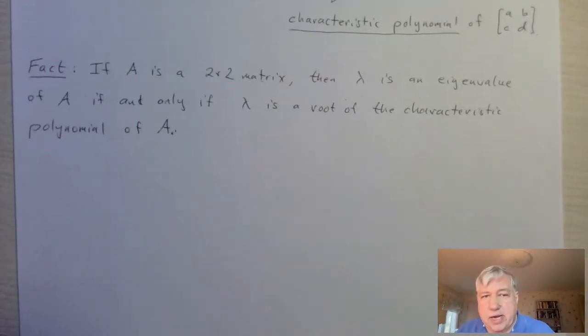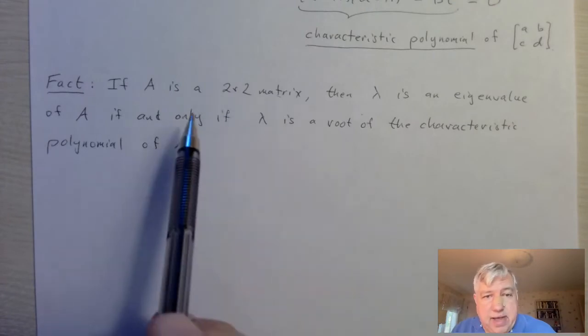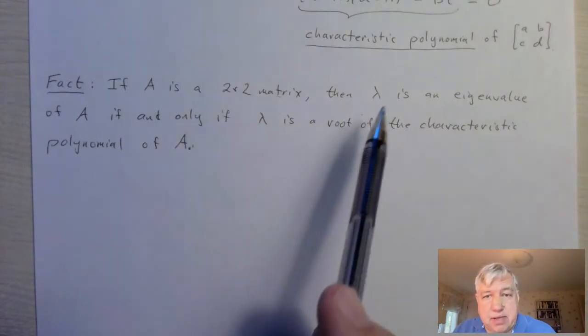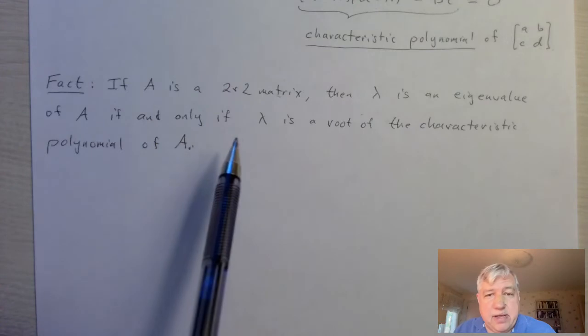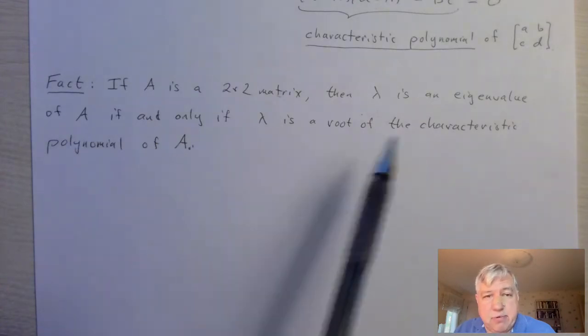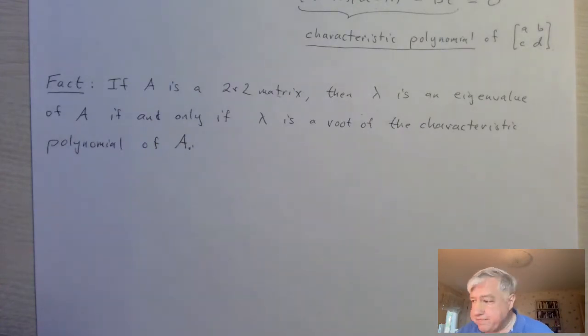Summarizing this, if A is a 2 by 2 matrix, then lambda is an eigenvalue of A if and only if lambda is a root of the characteristic polynomial of A.